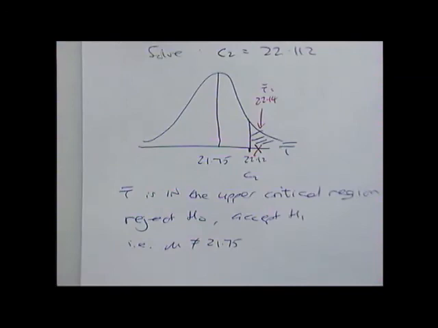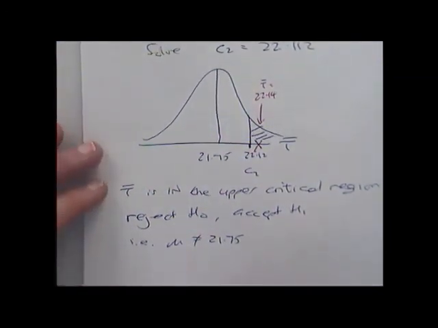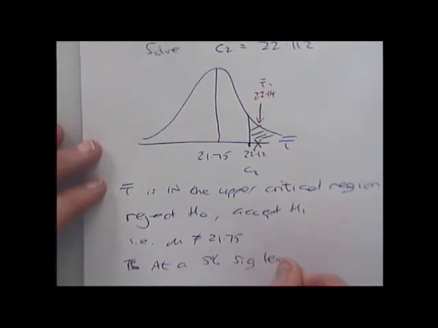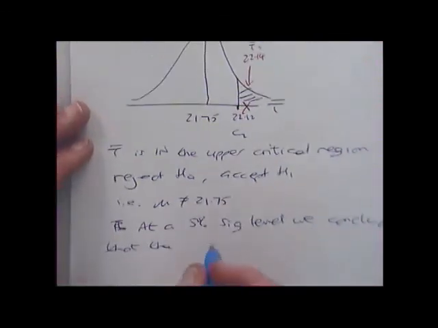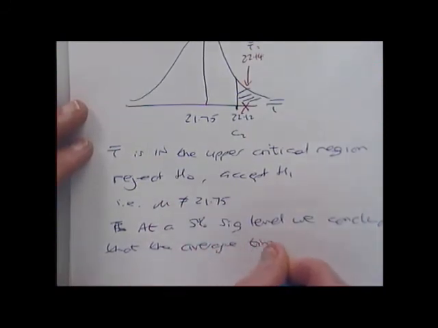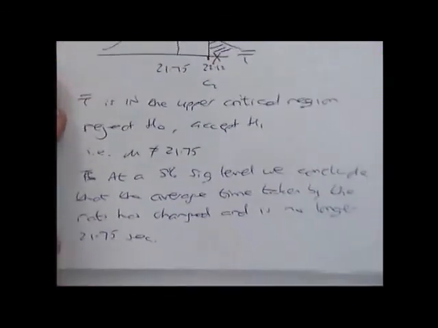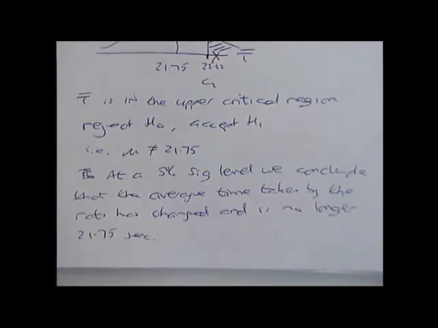And then go back and look at the context of the question and write down a sentence. So I'm concluding at the 5% level, significance level, we conclude the average time taken by the lab rats has changed and is no longer 21.75 seconds.